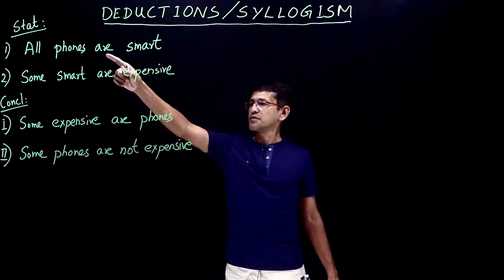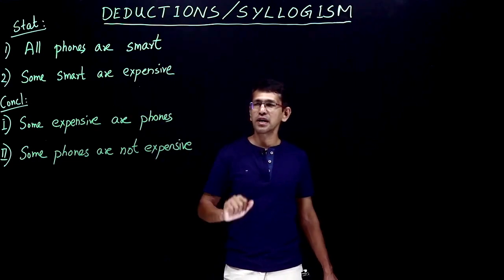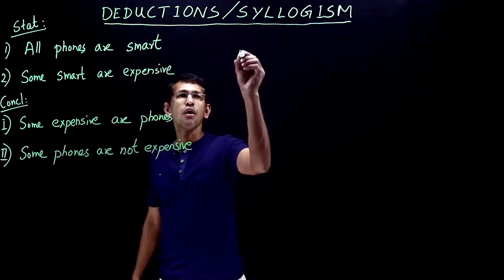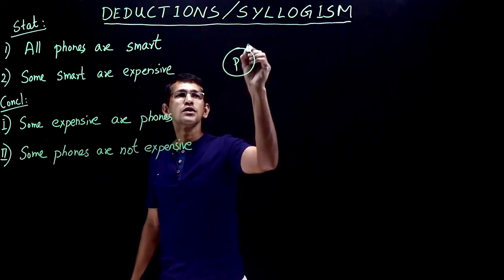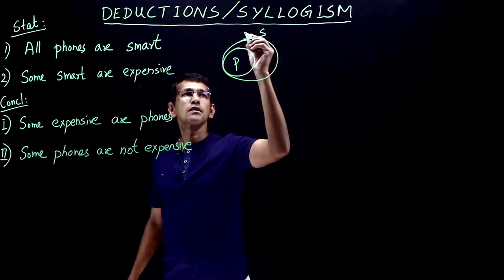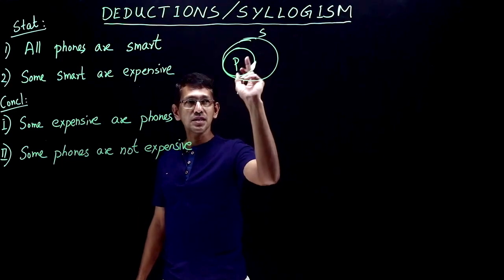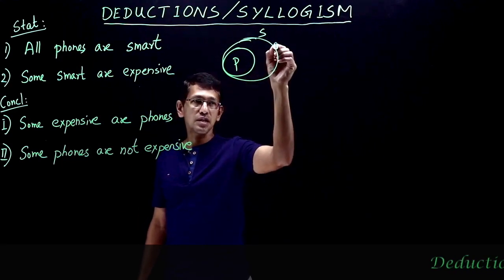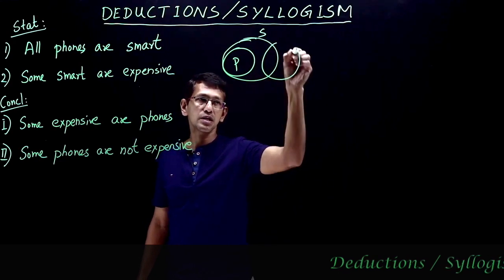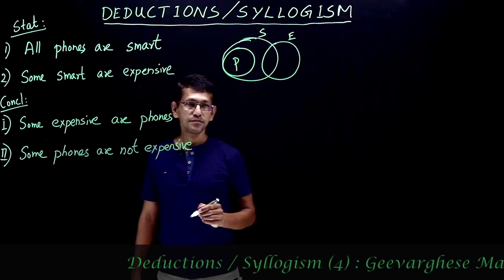Of course, we have the statements and we have conclusions. Normal approach, we'll go for the Venn diagram first. All phones are smart. Second one, some smart are expensive. What we need is some smart are expensive, so there is an intersection between smart and expensive.